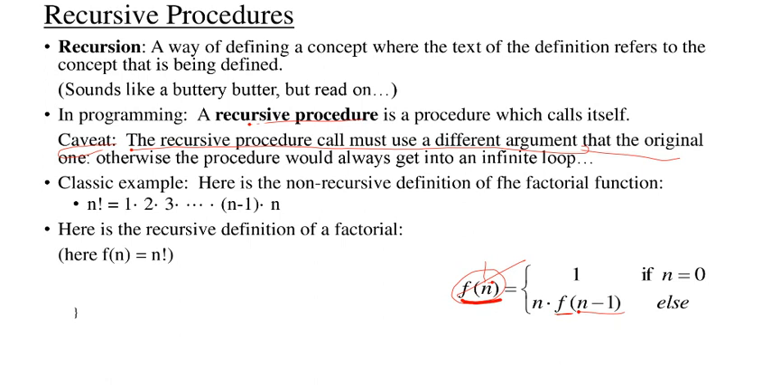That's what I specified previously. That is the recursive procedure. Please look at where my pointer is. The recursive procedure call must use a different argument than that of the original one. Otherwise, the procedure would always get into an infinite loop. Suppose here the call is n, and once again here I call it by mistake with n, then it goes into an infinite loop. Your recursive function cannot be broken at any point of time.